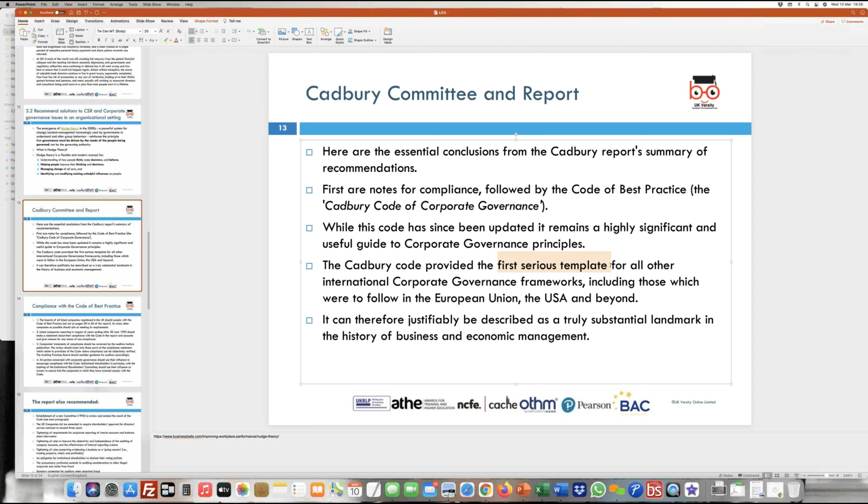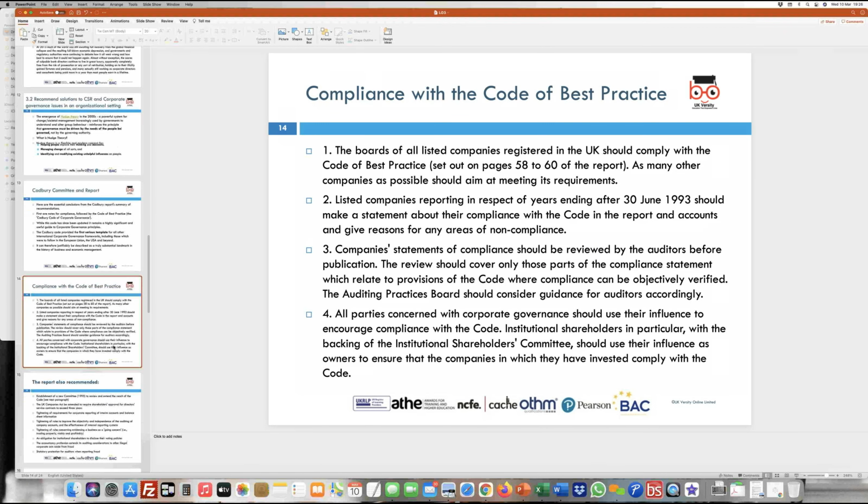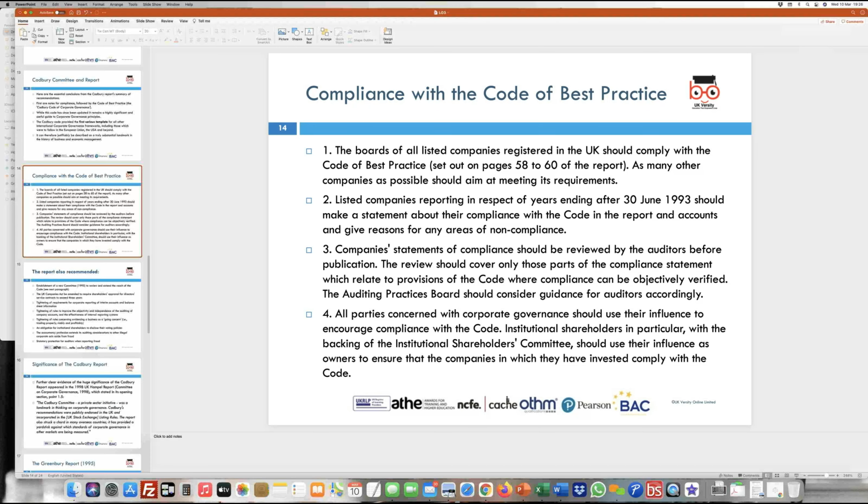That means the first attempt by the governments or the legal bodies in any country to primarily look at setting a code for corporate governance and running of organizations on a day-to-day basis. Now, there are lots of different things which this report recommends, but there are some basic codes of practice which it recommended, and these codes of practice are available as a PDF document if you need to study.